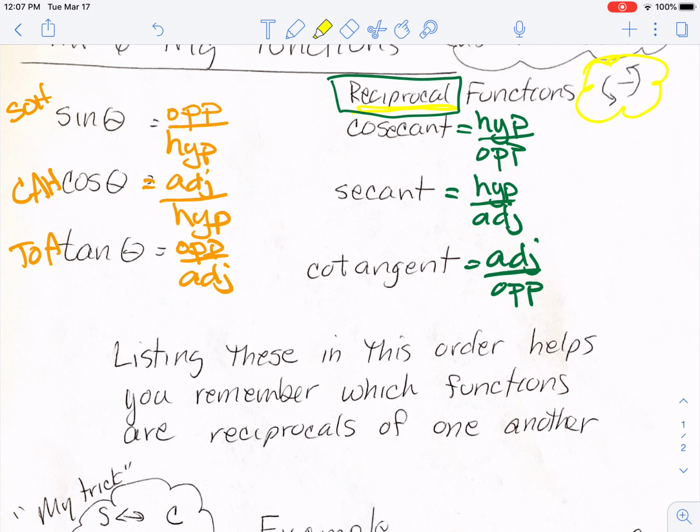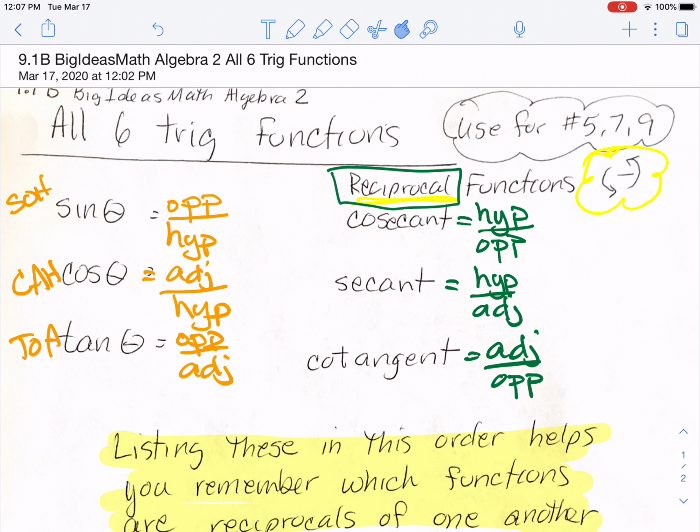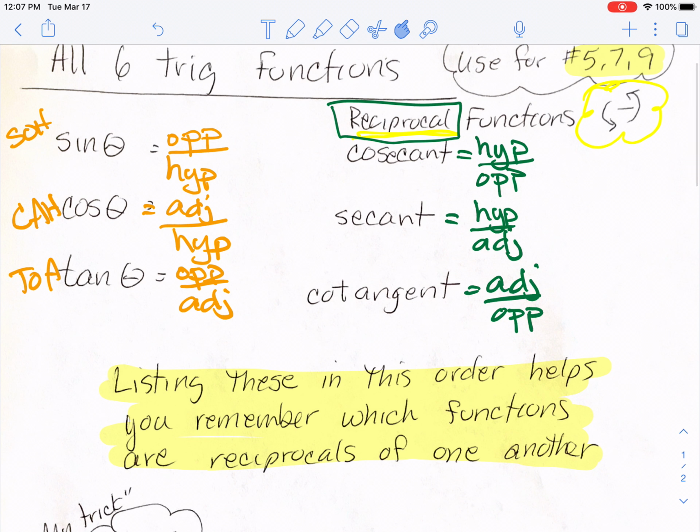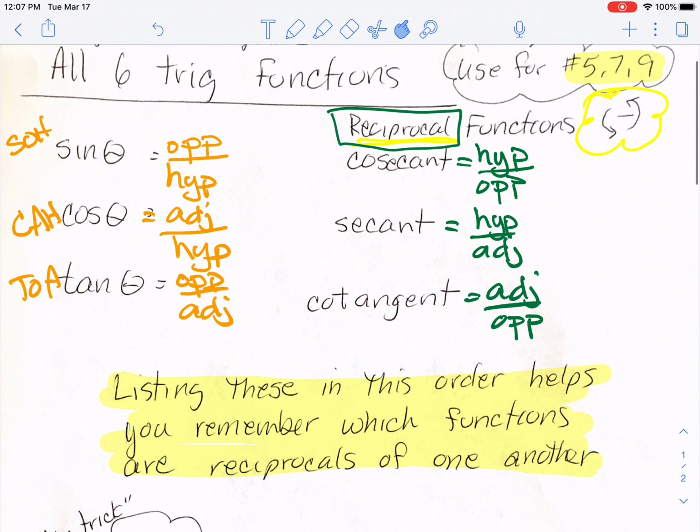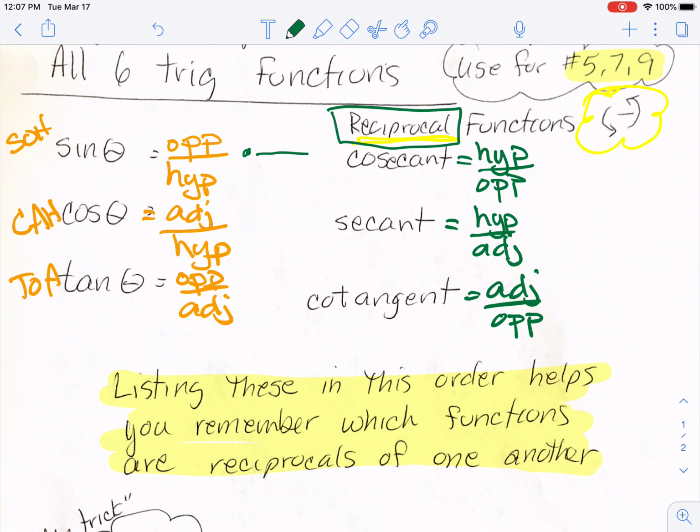Right here, my note about listing these in order. I highly recommend this. You're going to see problems where they say find all 6 trig functions, and I believe those are going to be, I put it up here, number 5, 7, and 9 on your Big Ideas assignment. When you see those, you're going to list your 6 functions in this order, although when you type them in, they're going to be listed in that order. So if you have these listed in order, when you go from this left side to this right side, you just flip the fraction over. Or it works going back the other way. We can go from the right side back to the left and flip the fraction over.